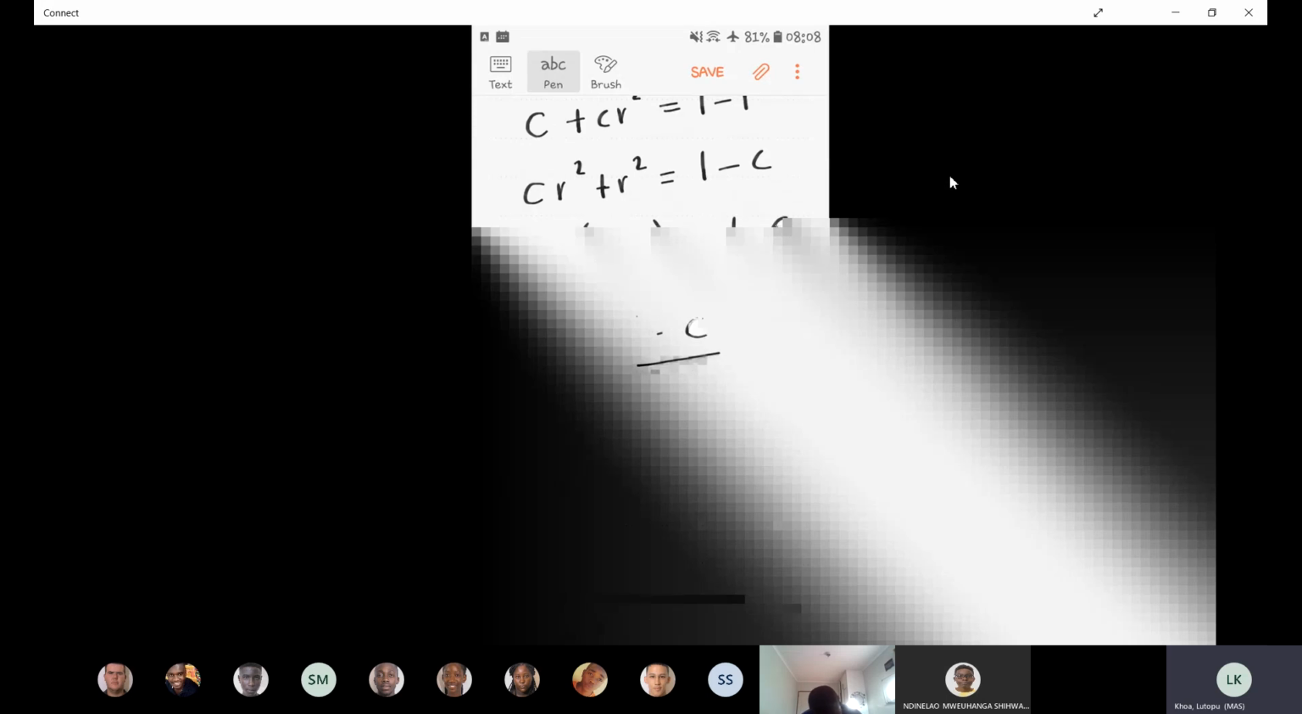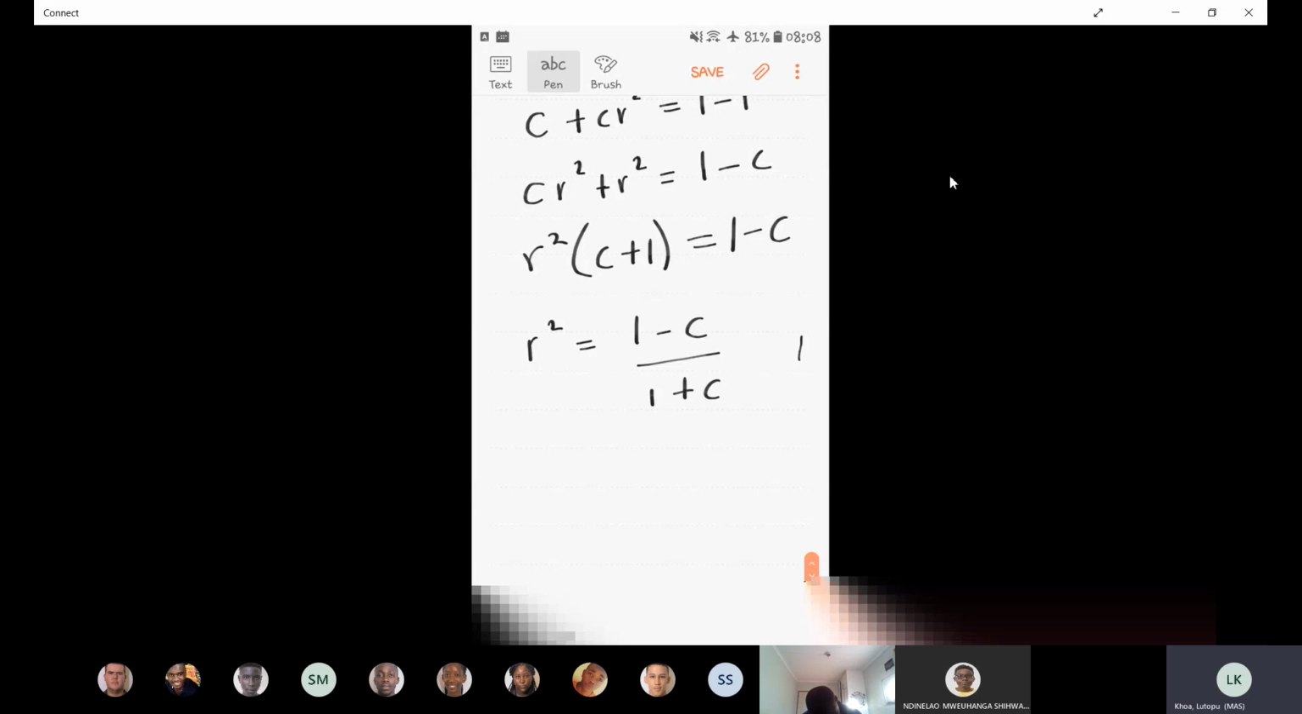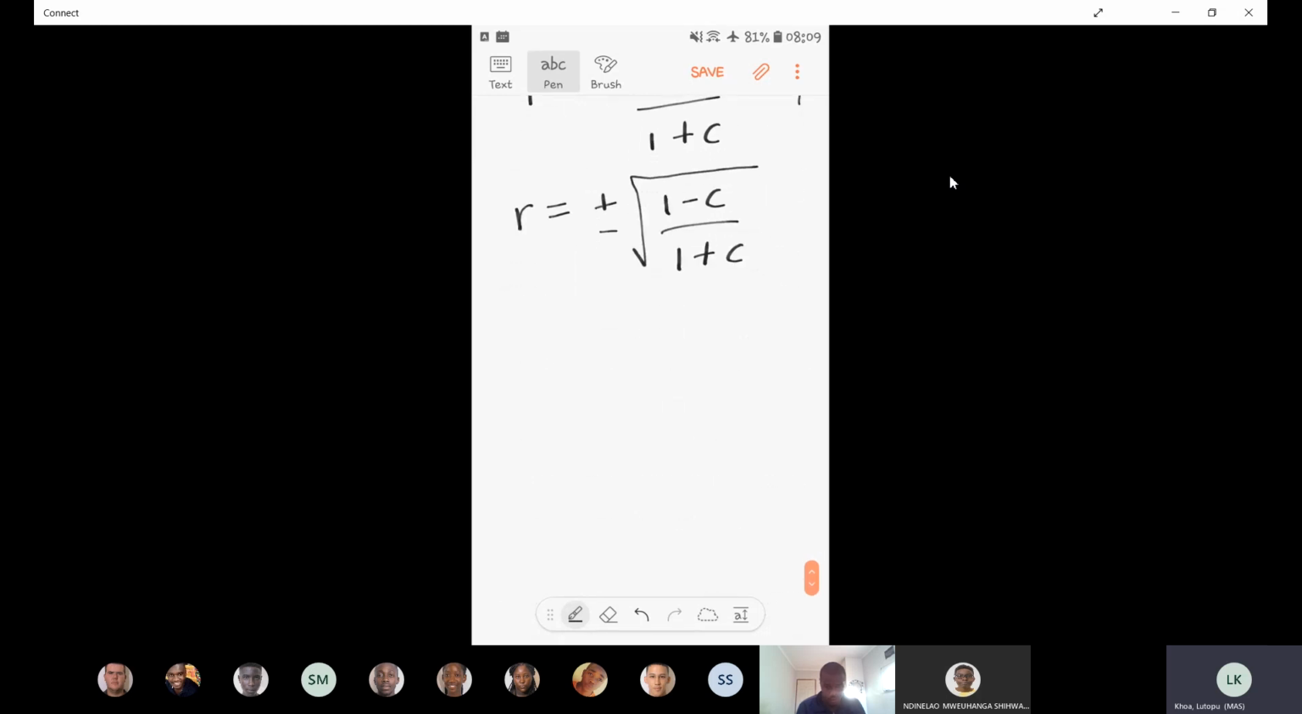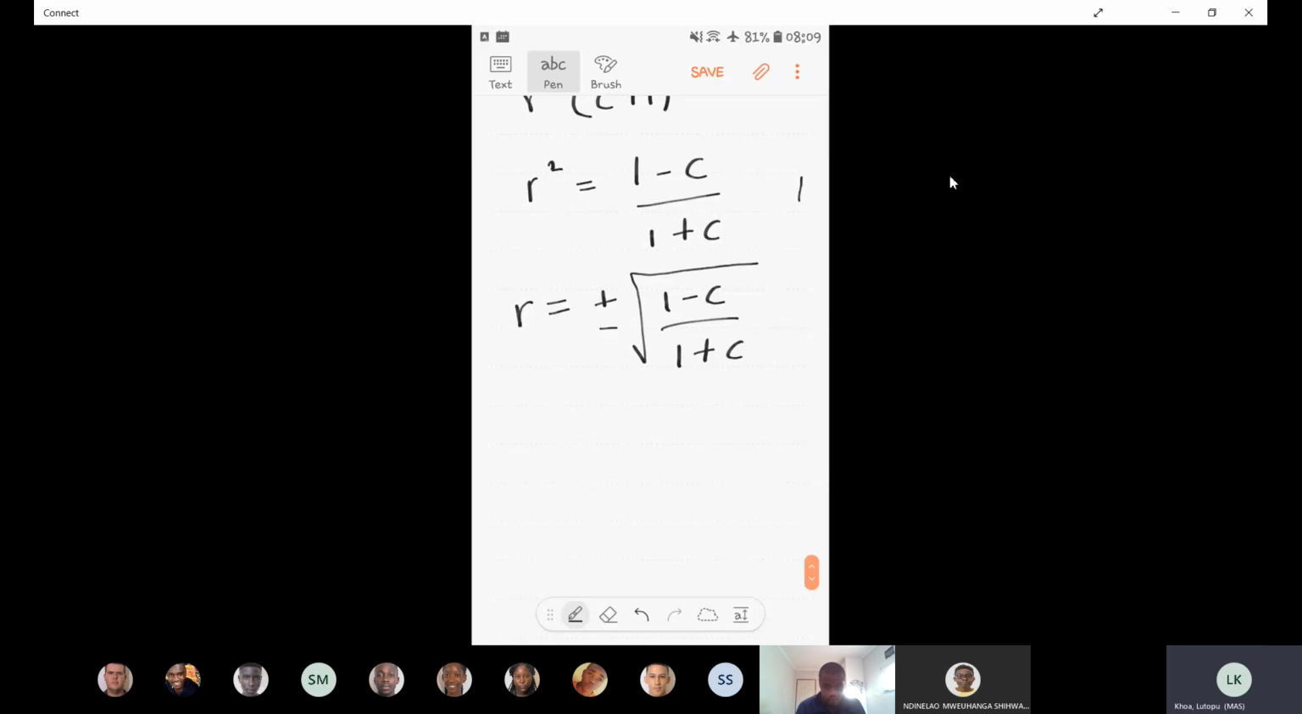And C plus 1 is also the same as 1 plus C. I think it looks better. It doesn't make a difference really. But anyway. Then to get R as the subject of the formula, you take plus or minus the square root on both sides. And you have R is equal to plus or minus the square root of 1 minus C over 1 plus C. And then that is R as the subject of the formula.